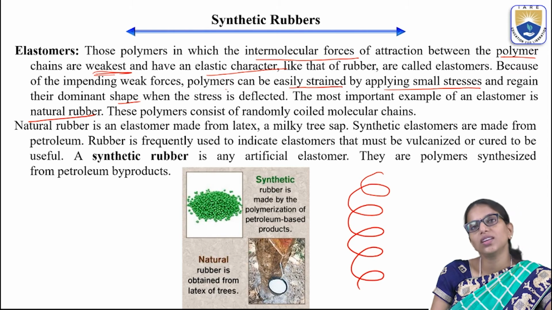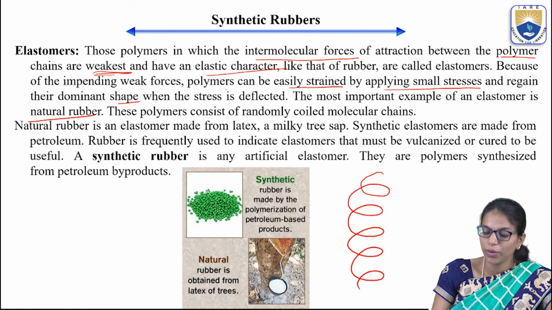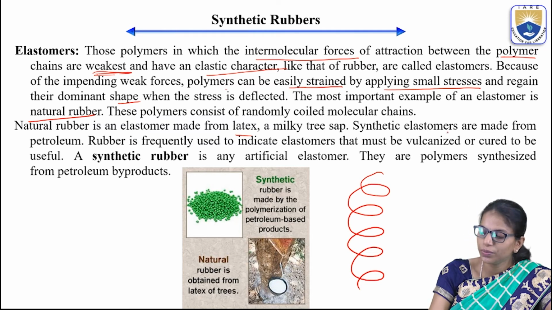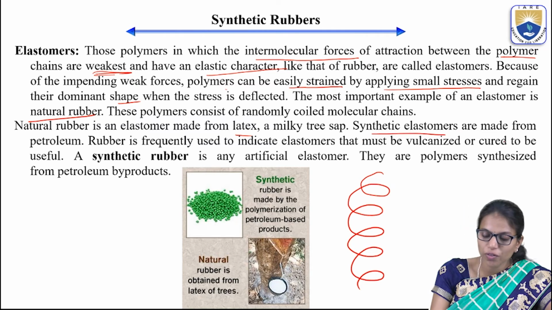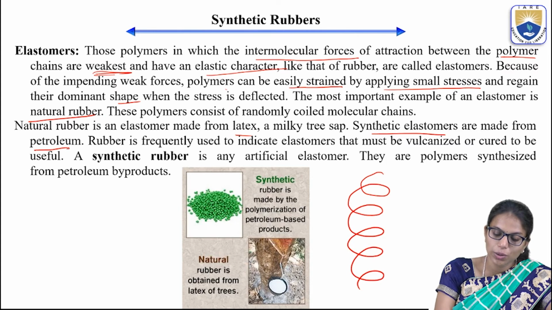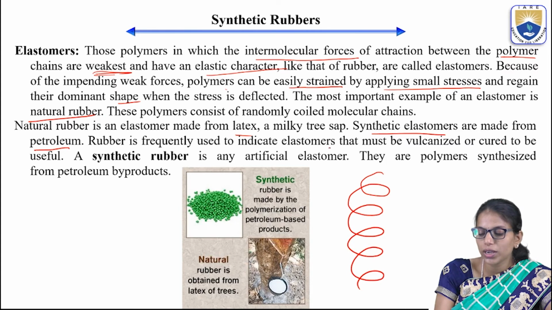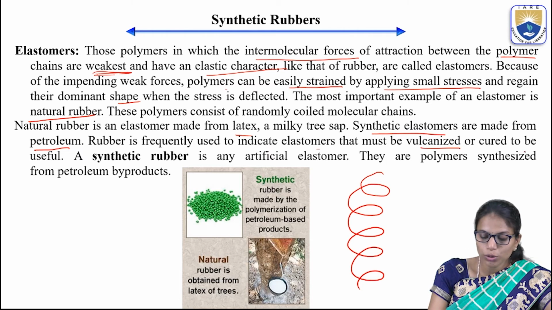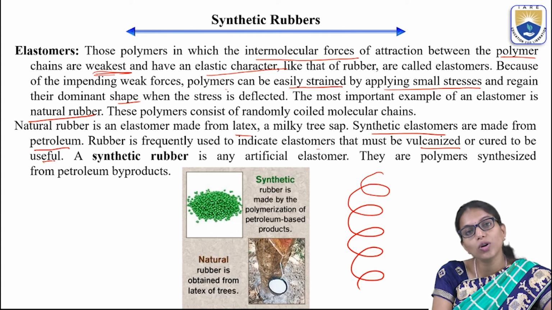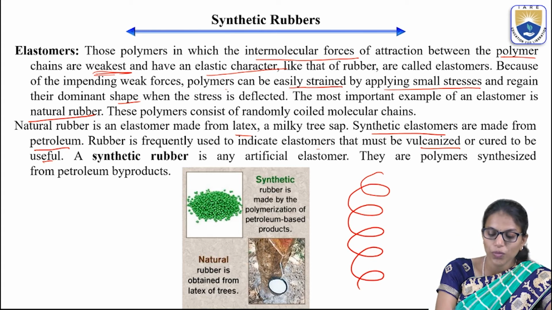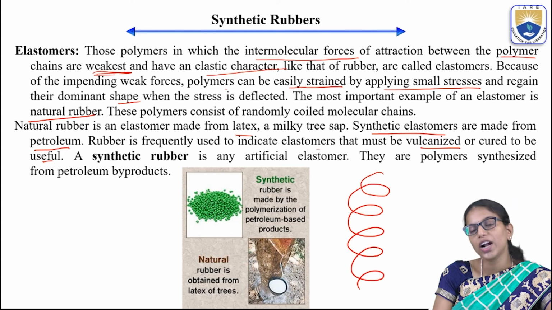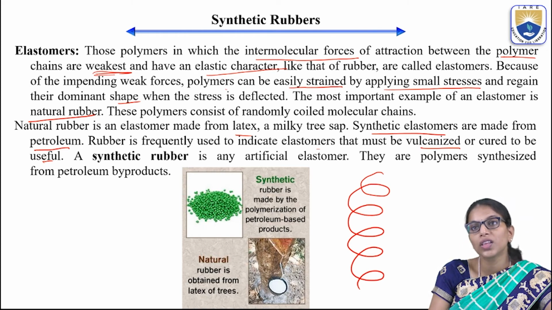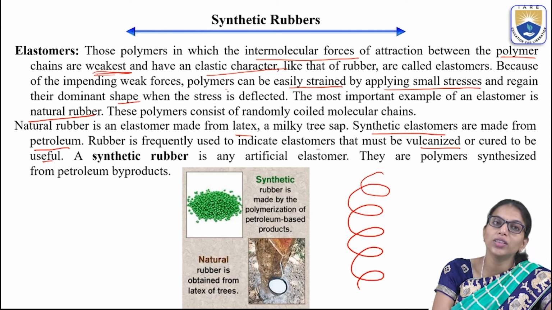Natural rubber is an elastomer made from latex, a milky tree sap. Synthetic elastomers are made from petroleum. Rubber is frequently used to indicate an elastomer that must be vulcanized and cured to be useful. All this terminology I have already discussed previously. A synthetic rubber is any artificial elastomer, a polymer synthesized from petroleum byproducts.